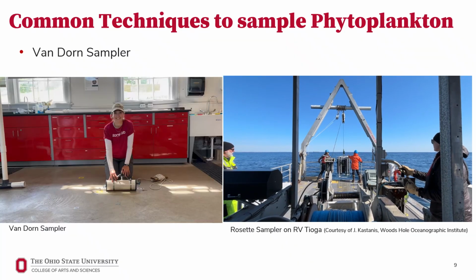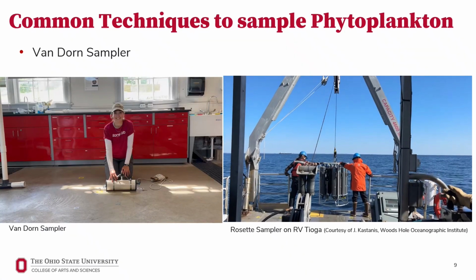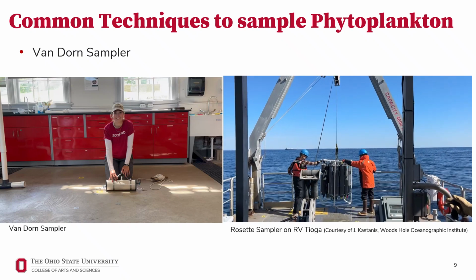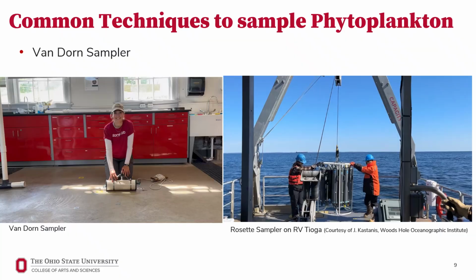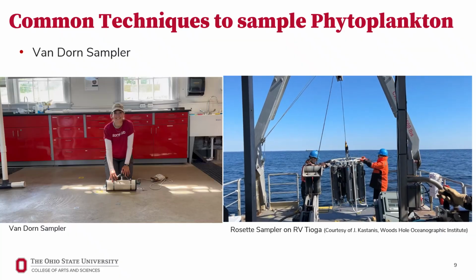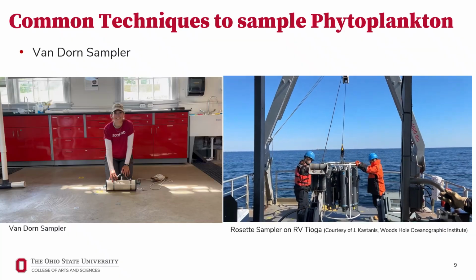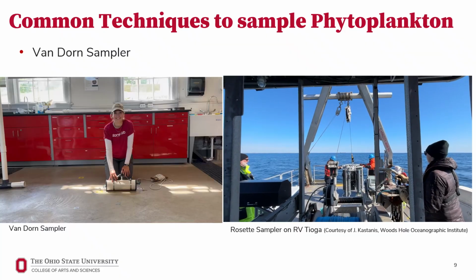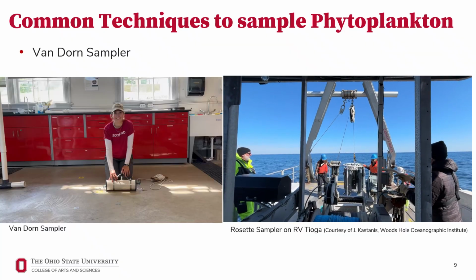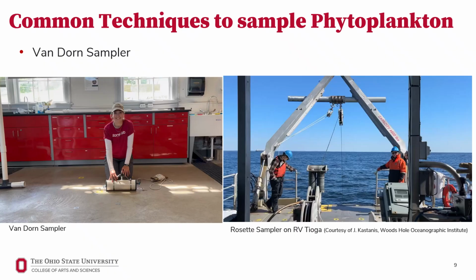The operator will lower the sampler to the intended depth while reading the water quality parameters, and then based on that data, will tell the computer at what depth to close each of the Van Dorn bottles on the way back up to the vessel. Deckhands will help the operator bring the array back onto the vessel, stabilize it, and then collect water samples from the Van Dorns.